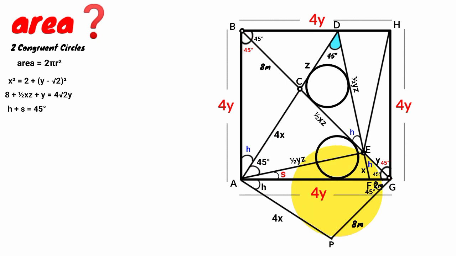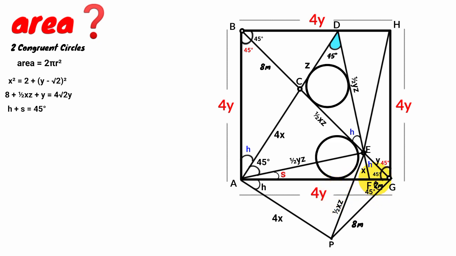Come here, draw a line that will connect this point and this. Look at this triangle. It has a side of length 4x and that of 1 over 2yz. The angle between them is 45 degrees. Same is for this triangle. It has sides of length 4x and 1 over 2yz. This angle between them is h plus s, which we have here to be 45 degrees. That makes the two triangles congruent triangles. So since this is 1 over 2xc, this must also be 1 over 2xc.